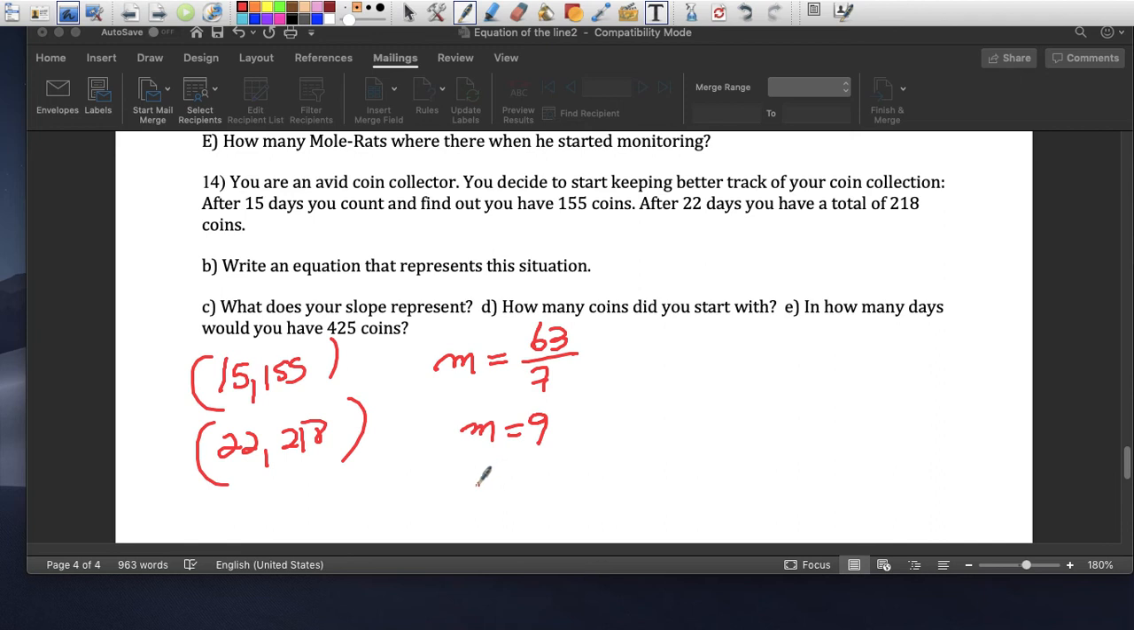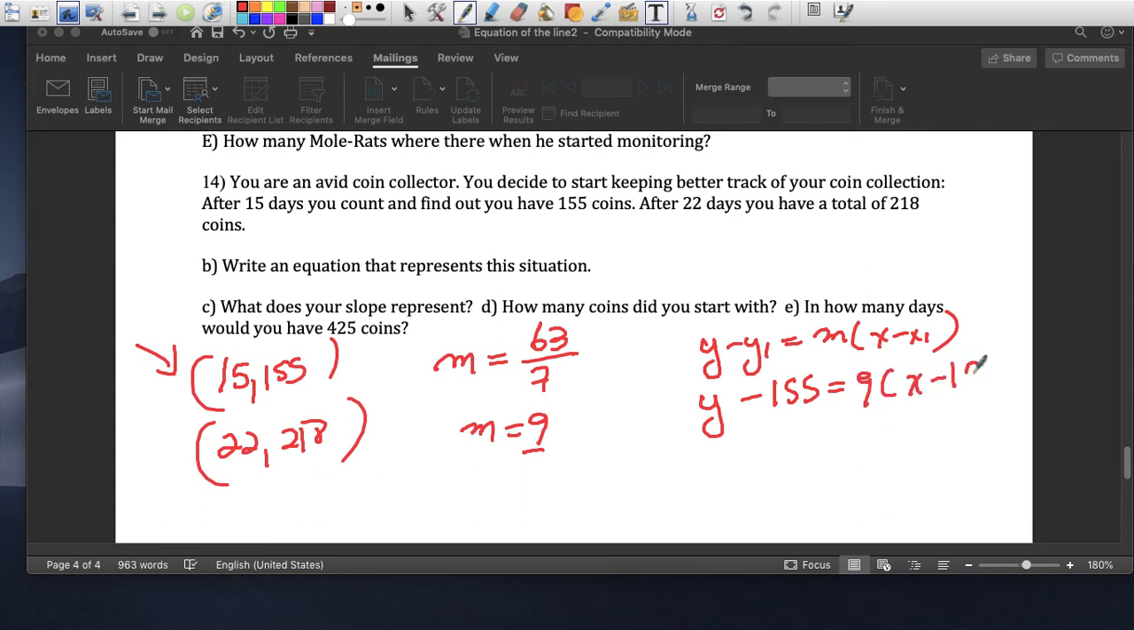Finally, do I have a y-intercept? No, but I can use this. Finally, I have something with nice numbers. Y minus, let's just pick this one over here. Y minus 155 equals 9 times x minus 15. Y minus 155 equals 9x. What's 9 times 15? 135. Minus 135. So y equals, let's throw this over here, 155 plus 155 on both sides. We're going to get 9x plus 20.